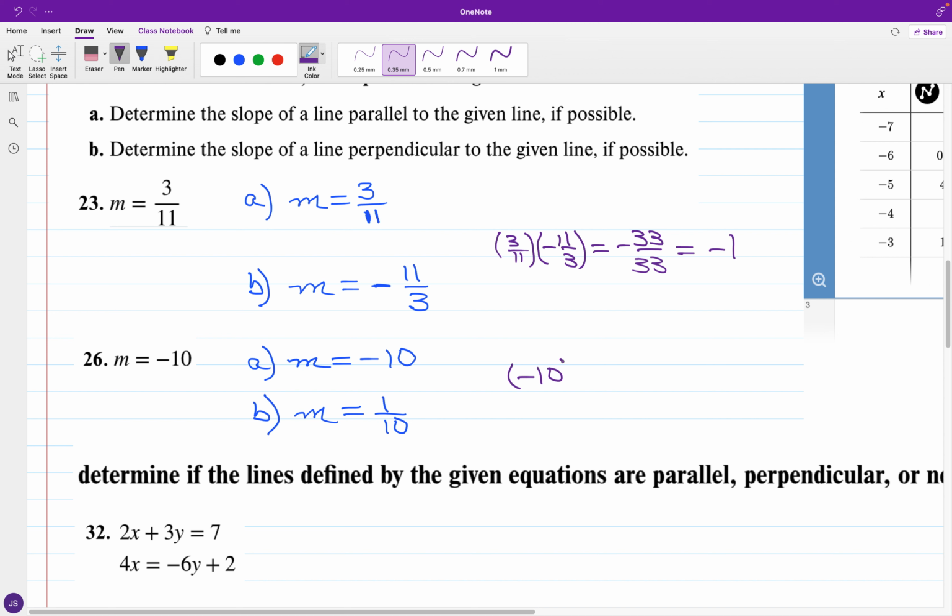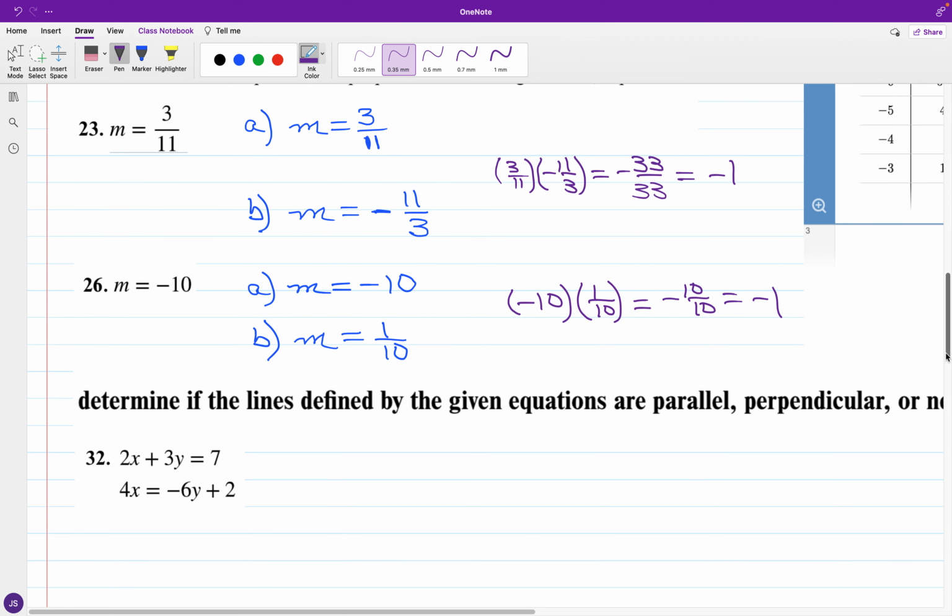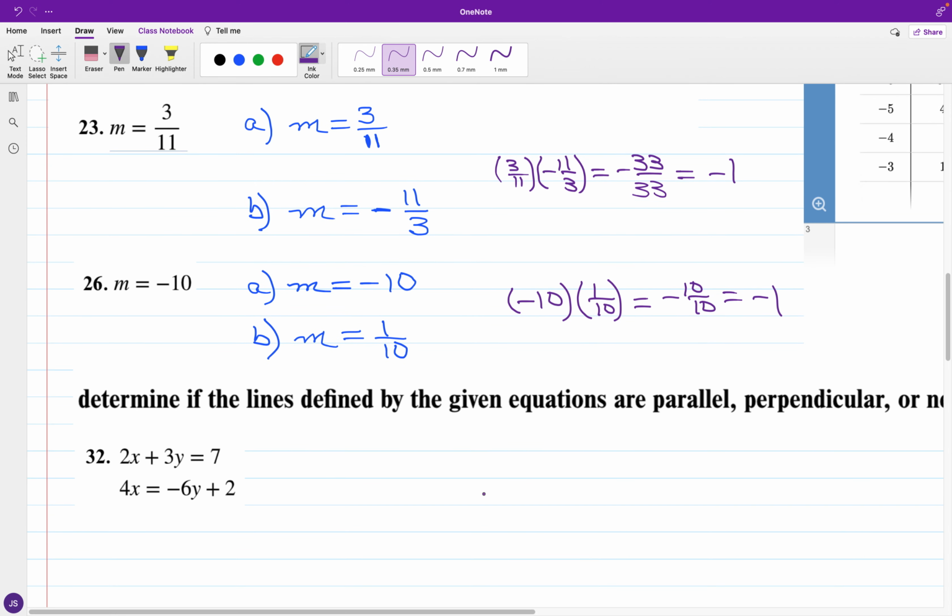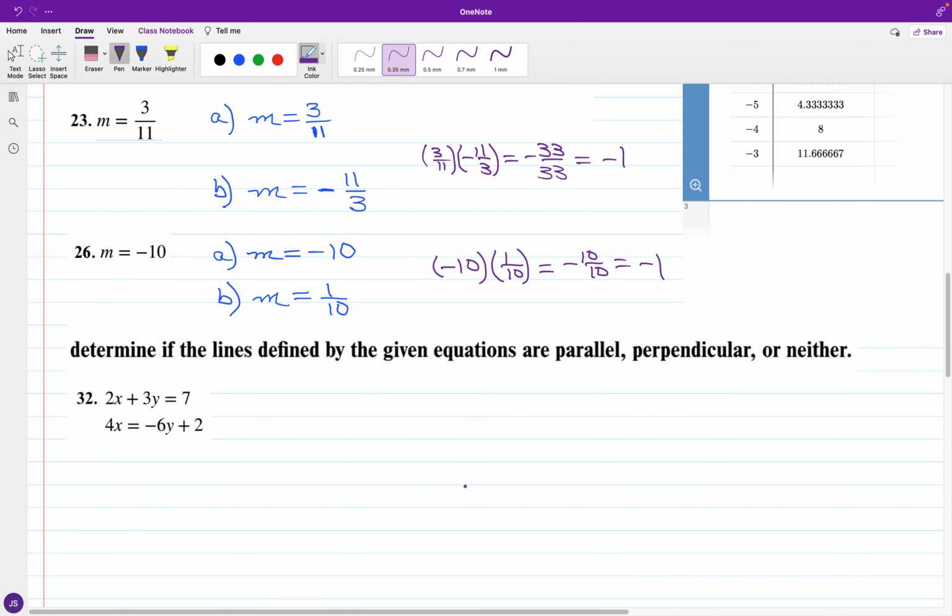You can always go back and check. So you have -10 times 1/10, or -10/10. And so this, again, will have a product of -1. And so again, parallel lines have the same slope, and perpendicular lines have slopes with opposite sign reciprocal values. Now, in looking at relationships between lines, for this particular pairing, it says to determine if the lines defined by the given equations are parallel, perpendicular, or neither.